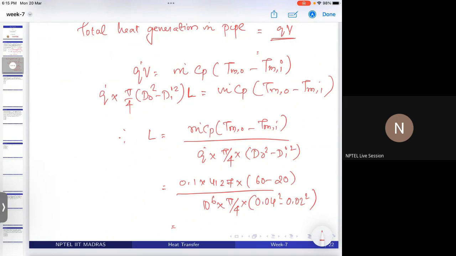It should be close to some 17. Now it is coming out to be 55. I think some calculation mistake is there. So it should be around 17 meters. It is what I am getting.